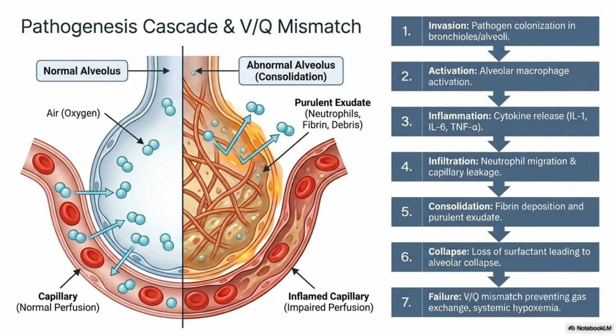The pathogenesis of pneumonia follows a cascade, beginning with pathogen invasion and leading to macrophage activation, inflammation, and infiltration. This culminates in consolidation, alveolar collapse, and a VQ mismatch that hinders effective gas exchange.